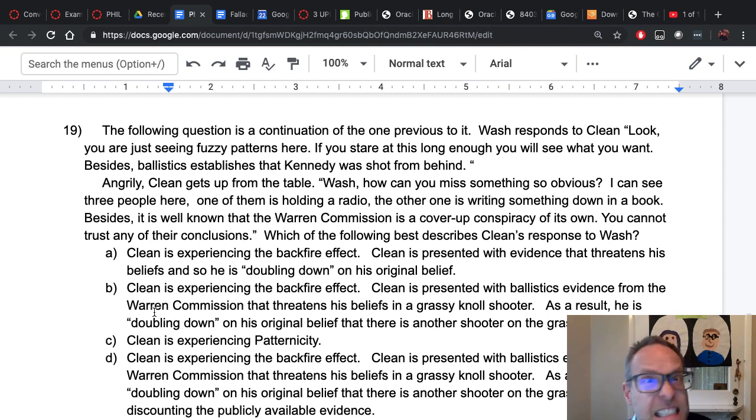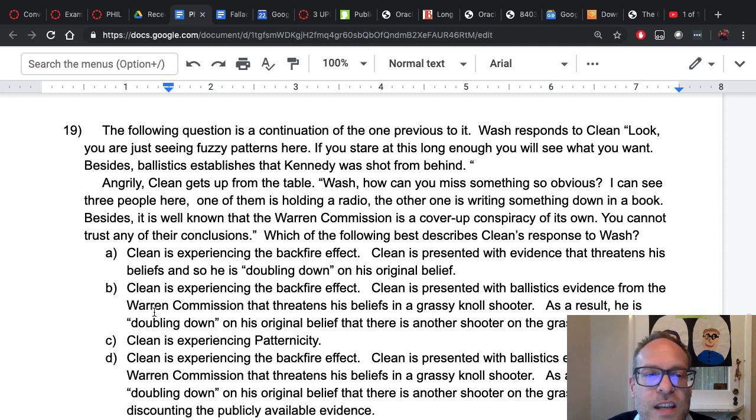Angrily, Clean gets up from the table, right? "Wash, how can you miss something so obvious? I can see 3 people here. One of them is holding a radio. The other one is writing something down in a book. Besides, it's well known that the Warren Commission is a cover-up conspiracy of its own."